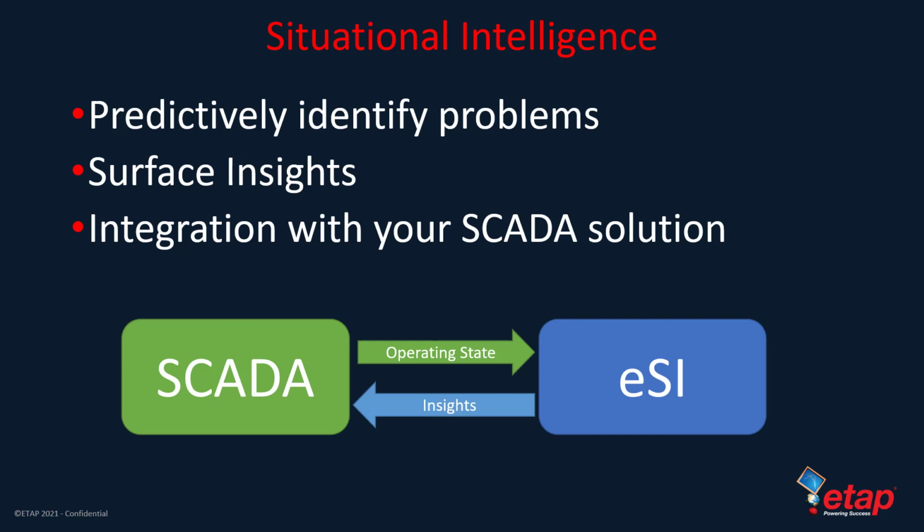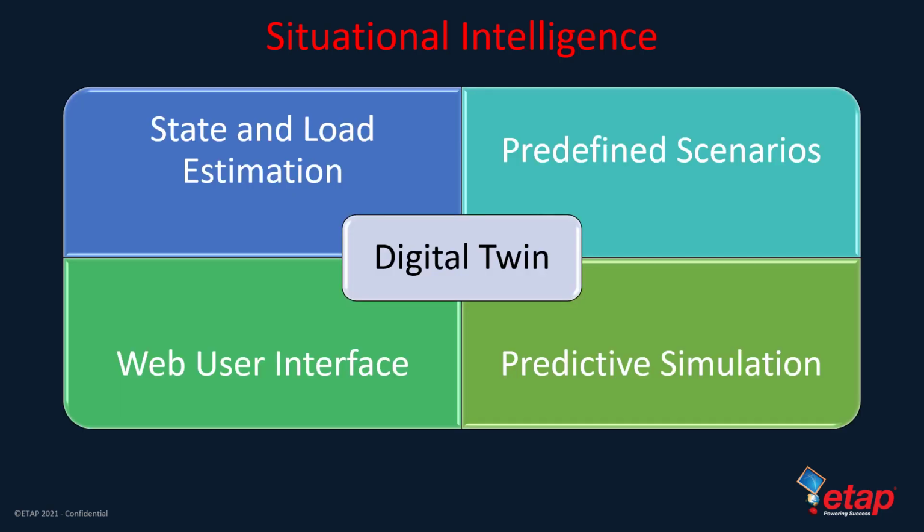Additionally, ESI can provide unique insights about your system, highlighting problem equipment and areas of the network which could benefit from maintenance or upgrades. Lastly, this solution is equipped to integrate with virtually any SCADA solution in the industry today. The heart of the ESI product is the ETAP digital twin, which is the digital representation of the electrical equipment in the field. Then we leverage the mature state and load estimation and predictive simulation products.